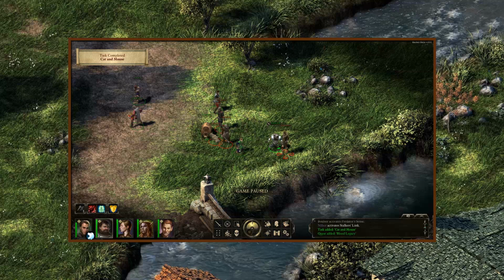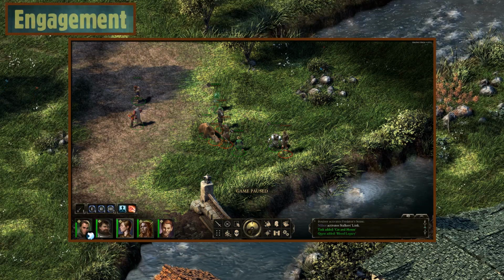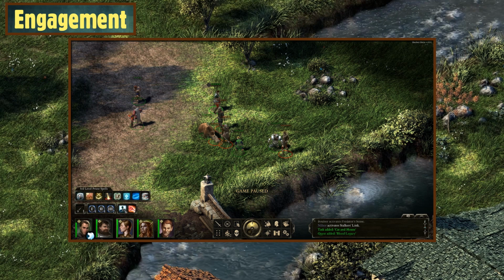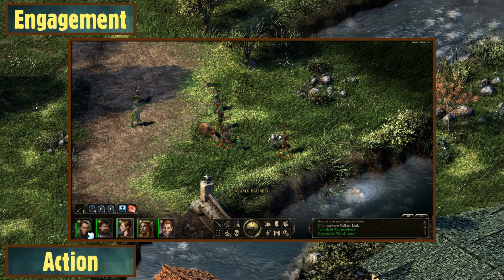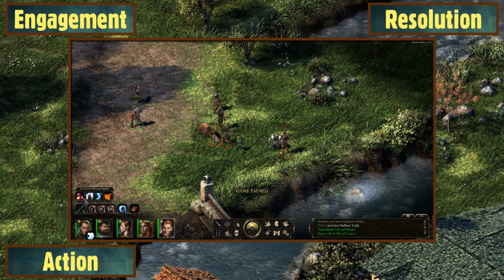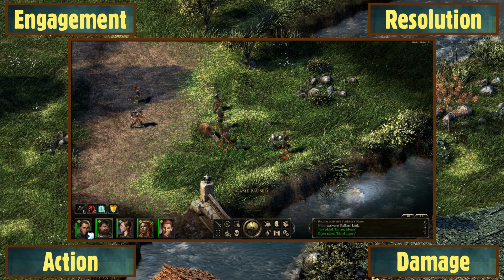When you start a combat, several things are going to happen one after another. First, the engagement rules are coming into effect. Then the character is going to perform an action, usually to hit the opponent. The resolution of the attack is going to occur, followed by the damage calculation. Then all this repeats until the combat is over.